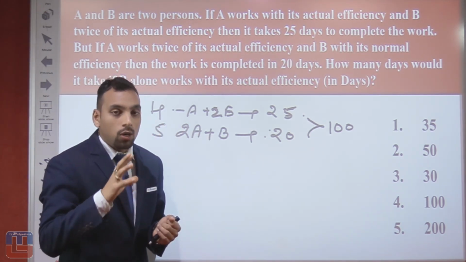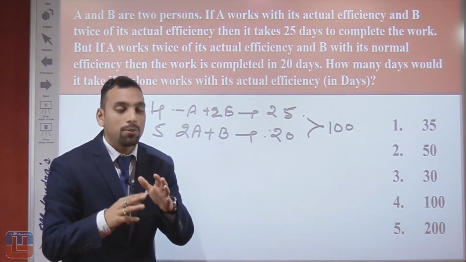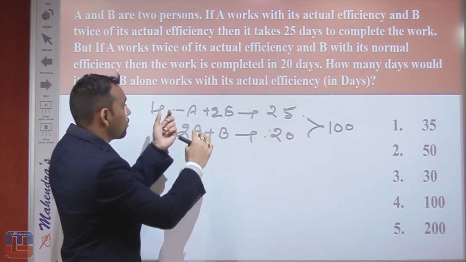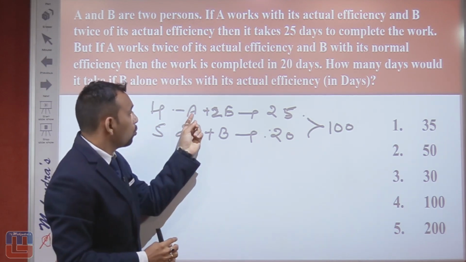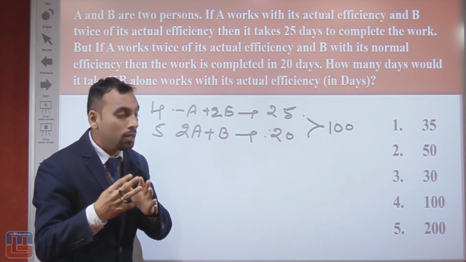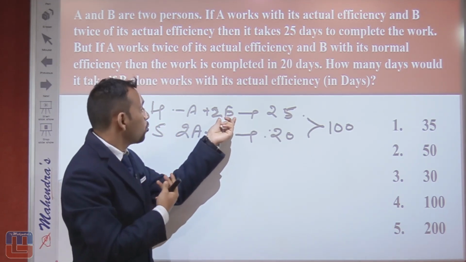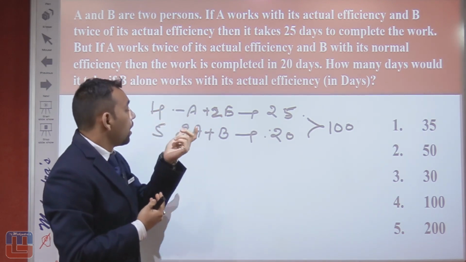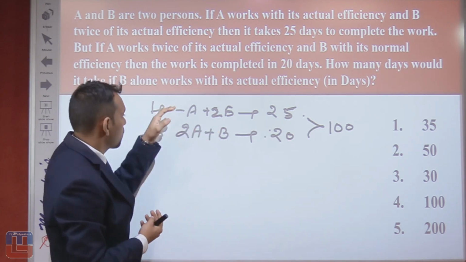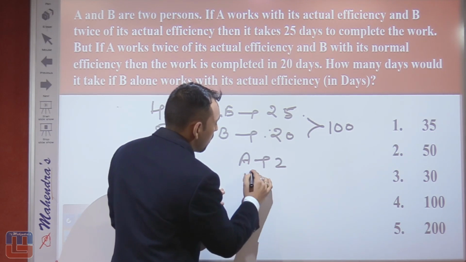Now if the efficiency of A is 2 and B is 1, then A plus 2B is 2 plus 2, that is 4, which satisfies the condition. In the same way, 2A plus B is 4 plus 1, that is 5, satisfying the condition. So we can say that the efficiency of A is 2 and the efficiency of B is 1.